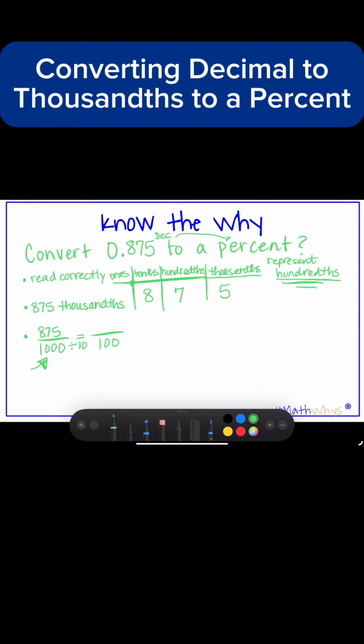So we would divide the denominator and the numerator both by 10. And so we get 87.5 over 100. 87 and 5/10 over 100. If we know that percents are a different way to represent hundredths, then we know that all we need to do now is to write 87 and 5/10, and instead of writing it over 100, we just attach that percent sign.